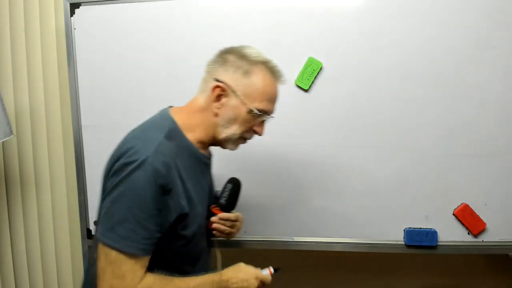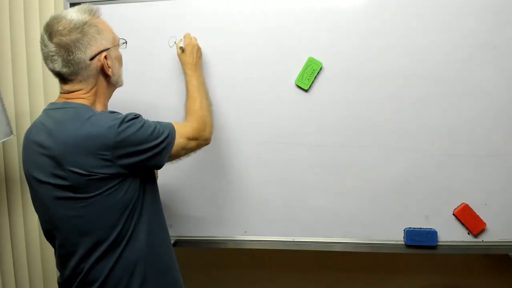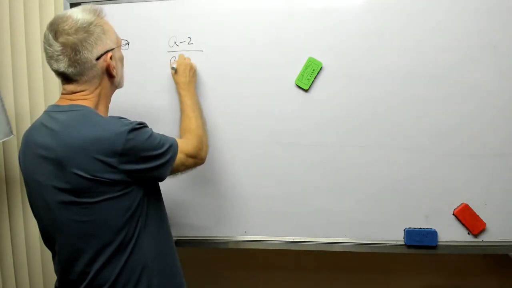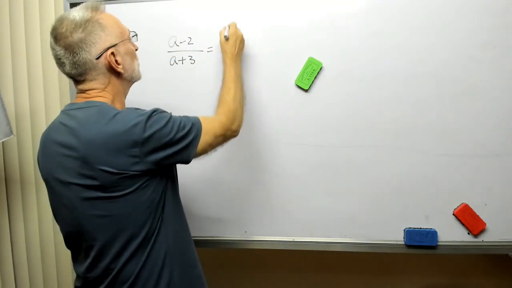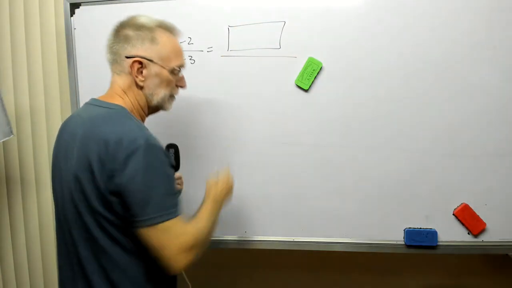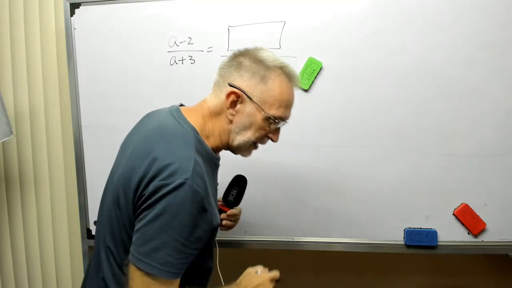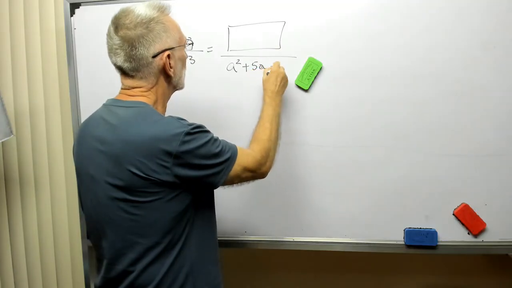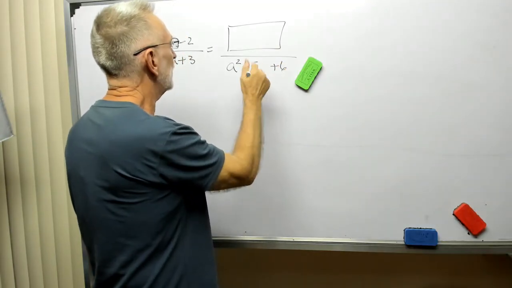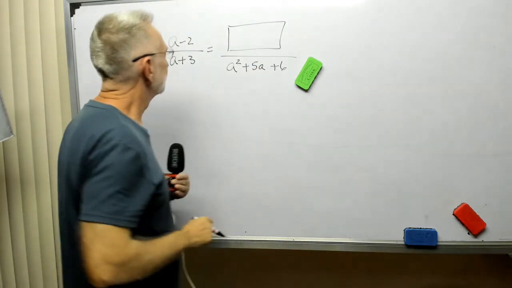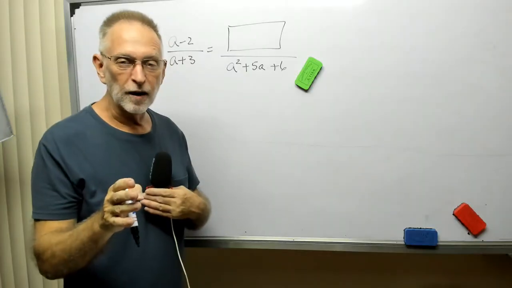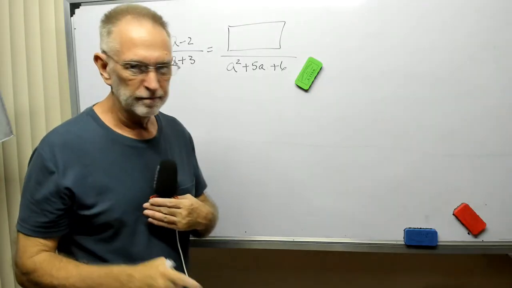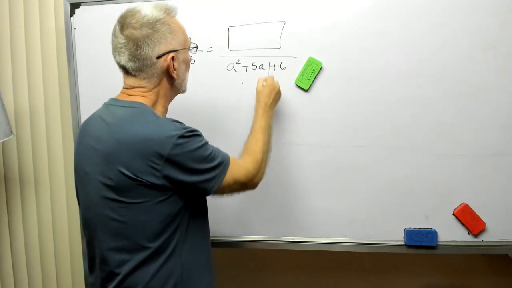Hey, let's just jump on down there. All right, a minus 2 over a plus 3 equals something in the box divided by a squared plus 5a plus 6. That's an A. It's a bad A. What's the rule we go by? When in doubt, when I don't know what to do, factor. So, let me factor this guy here.